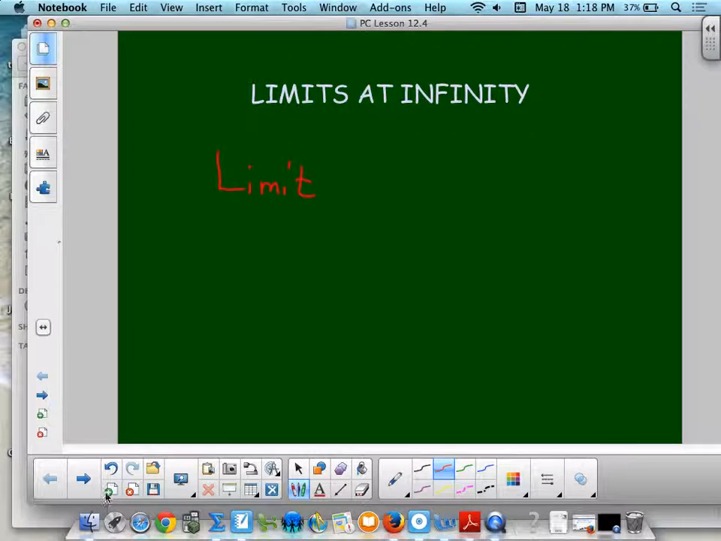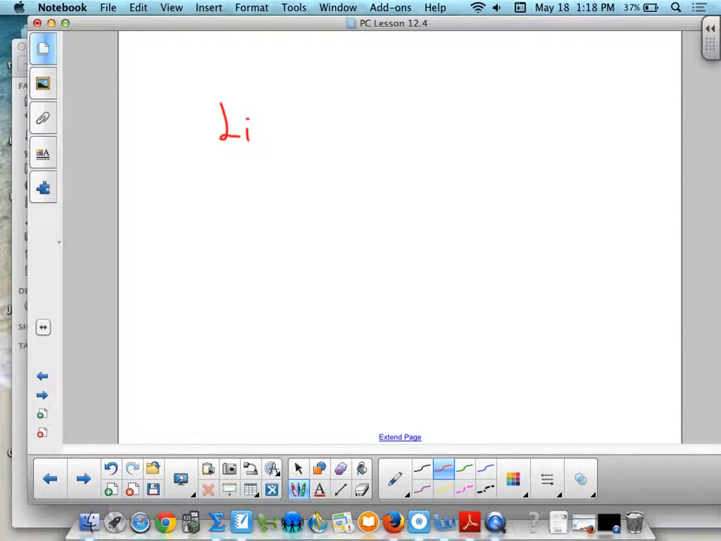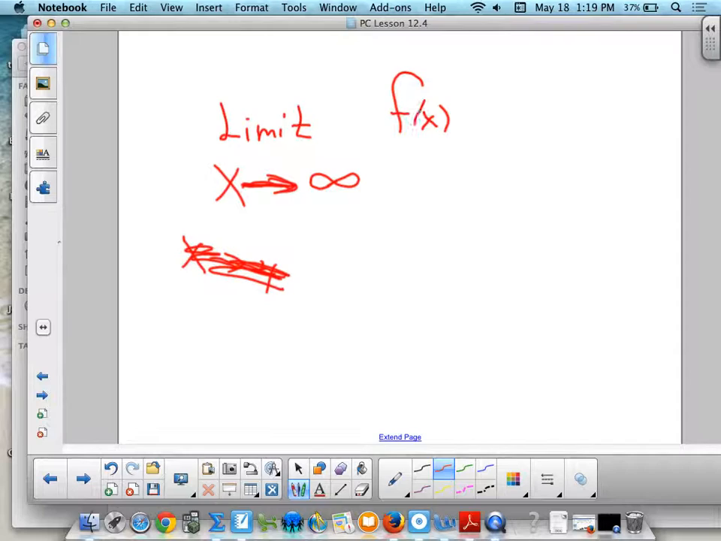Limits at infinity means this. Find the limit as x approaches what number? Infinity. Remember I used to say as x approaches 4, what's the limit? Well, we're not going to approach a number anymore. We're going to approach what? Infinity of a function. Or it could be negative infinity.